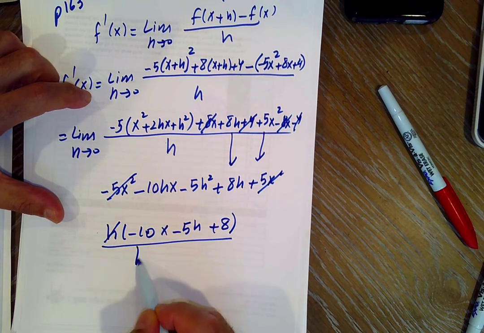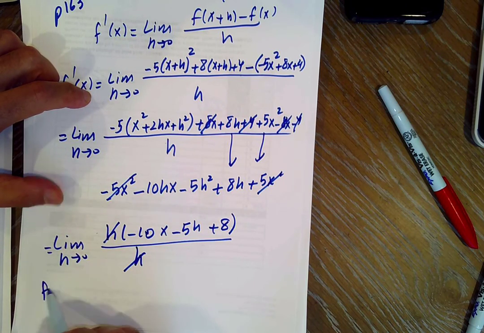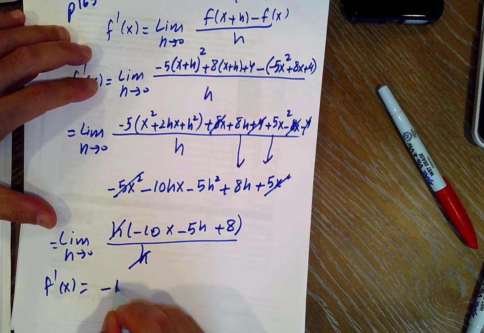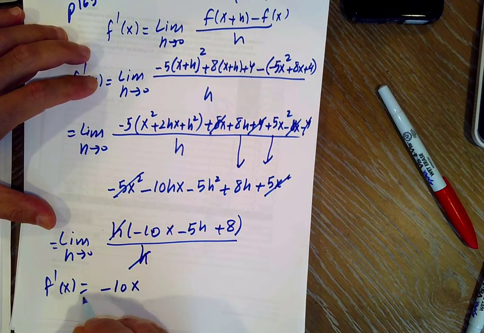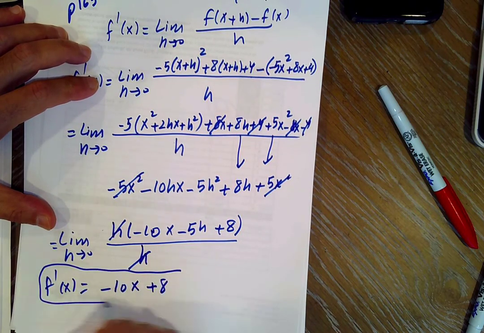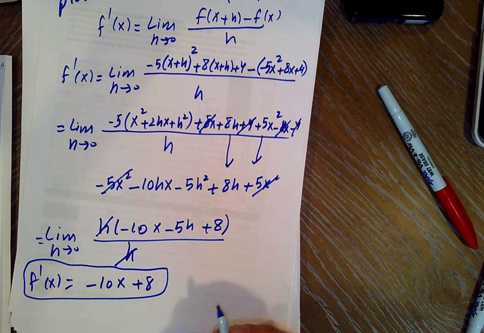Once we cancel this h out, then we plug in a 0 for h, and that's going to be the derivative at any point, or the slope of the tangent line at any point, which is negative 10x, and that's going to be 0 plus 8. So this is the slope at any point. Now, if I want the slope of the tangent line at any value, I just plug in the value.